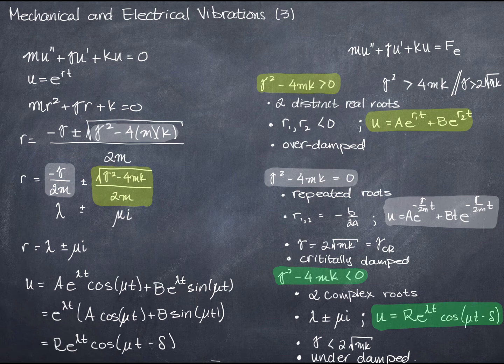If that number is smaller than gamma, the system is overdamped. And if that number that you compute is bigger than gamma, the system is underdamped.